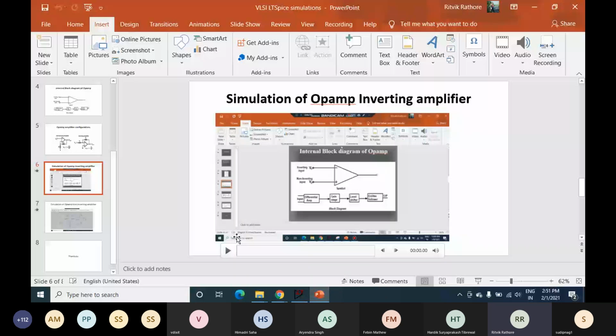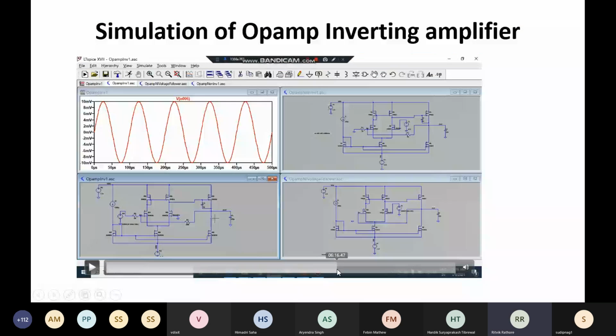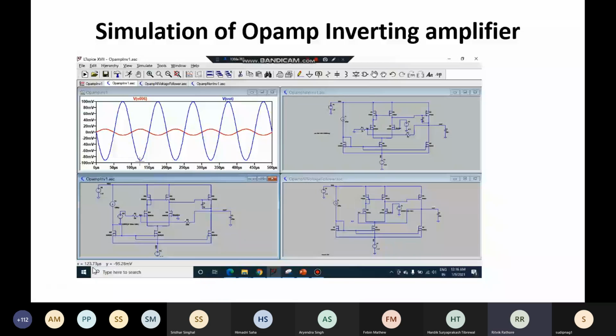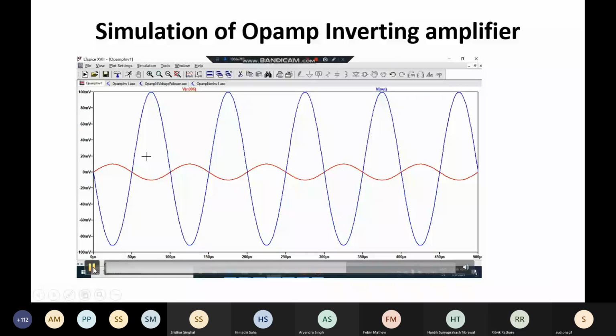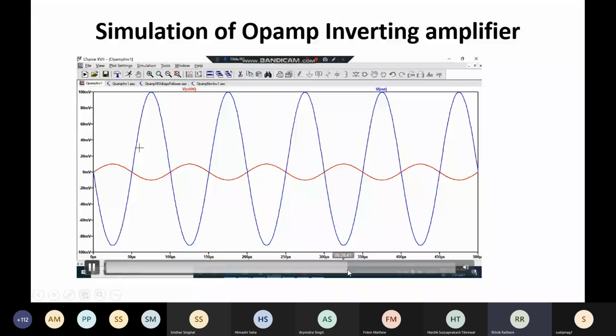Let me go there once again. As we can see, the output is 180 degrees out of phase with respect to input, and it is going from 100 millivolt to minus 100 millivolt. So we can see a gain of minus 10 here in transient analysis. This completes my transient analysis, and now let's go for AC analysis.